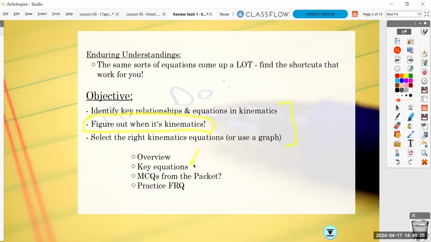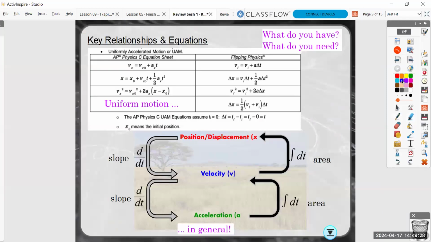We're going to get an opportunity to look at some of the multiple choice questions from the packet and answer some questions or go over a few of those specifically. And then if we have a little bit of time, I have a totally separate practice FRQ that's all about kinematics that we can talk through if we want. All right. So let's start by reminding ourselves of kinematics. This is going all the way back to late August and September.